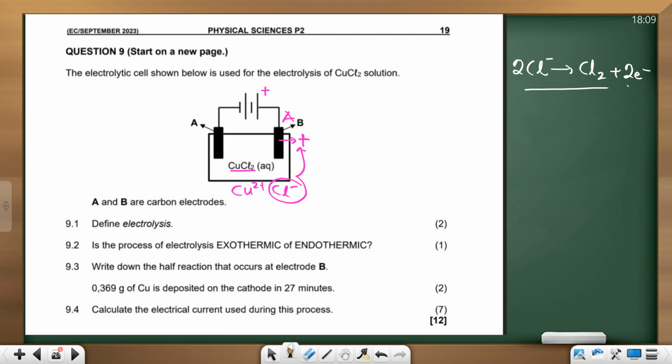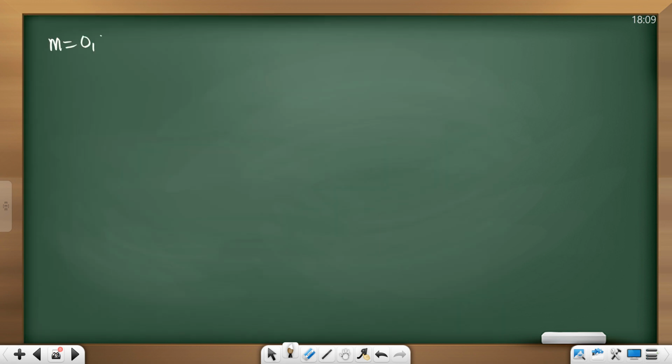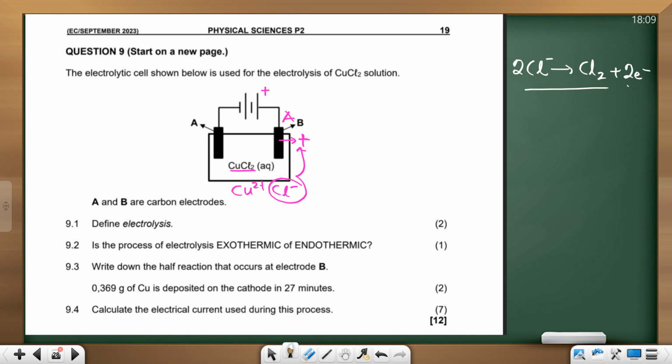0.369 grams of copper. What's the mass? 0.369. Fine. Ready? I know that I must convert this. What are we looking for? Calculate the current.